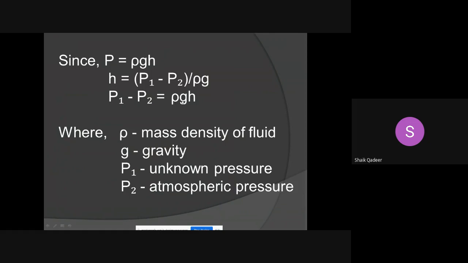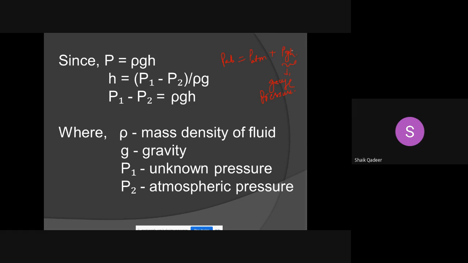Rho is known, g is known, h is calculated. So P2 is atmospheric pressure, P2 is known, rho is known, g is known, h is measured. So P1 can be calculated. P1 is equal to P2 plus rho g h. Just now I told you the absolute pressure can be calculated as atmospheric pressure plus gauge pressure, and here the gauge value is rho g h. This is nothing but the gauge pressure. Is it clear? Yes.